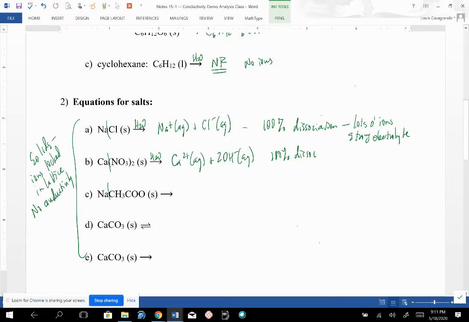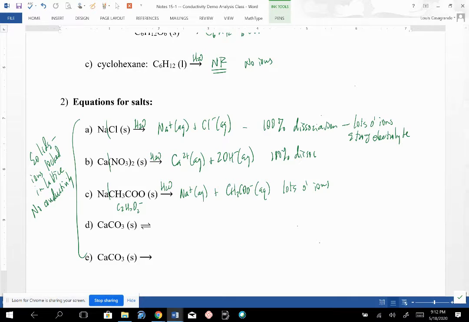Sodium acetate will do the same thing. So when we dissolve it, we're going to make H2O. It's going to take us into sodium ions and the acetate ion, CH3COO minus. By the way, acetate can also be written C2H3O2 minus, depending on how you want to present it. And that's aqueous. AC, not AQ, not AG. And again, lots of ions.